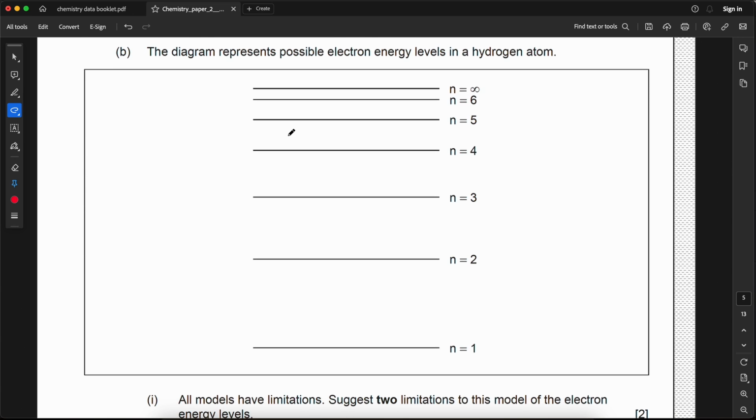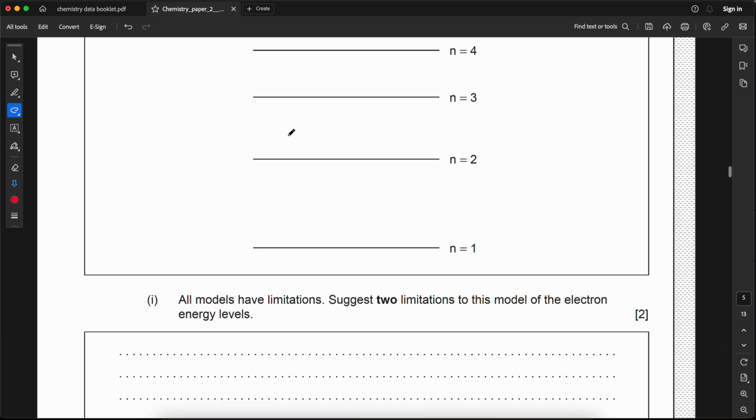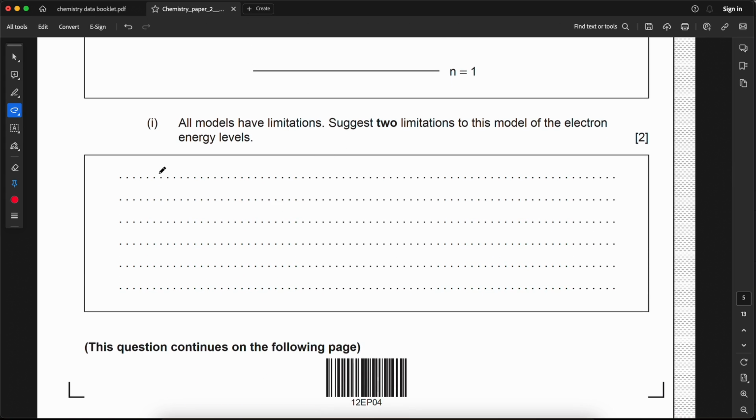The diagram represents possible electron energy levels in a hydrogen atom. All models have limitations. Suggest two limitations to this model of the electron. Okay, the first one, you can say lack of representation of sublevels or orbitals. Second, it only applies to atoms with one electron. For example, hydrogen.